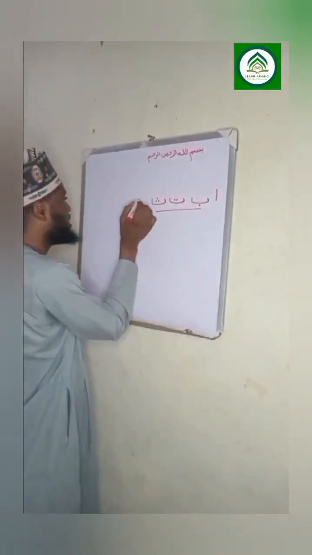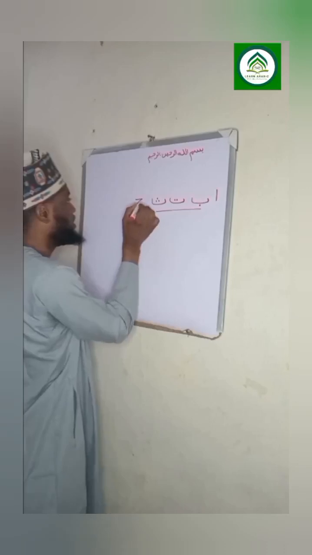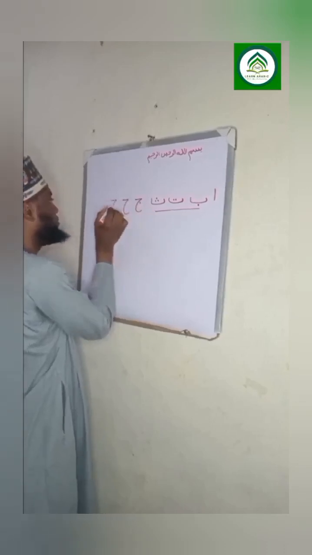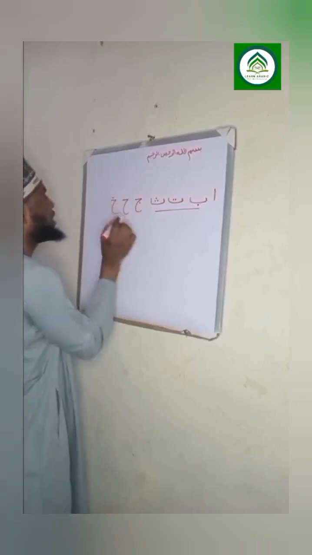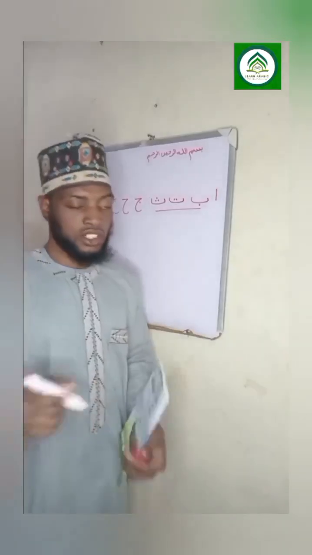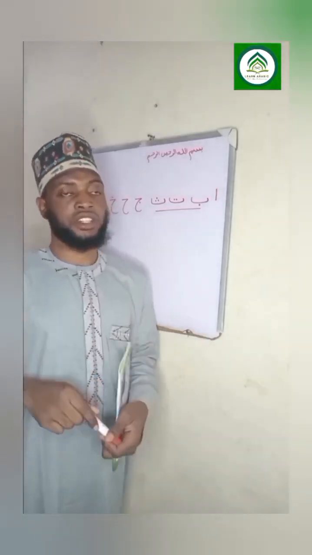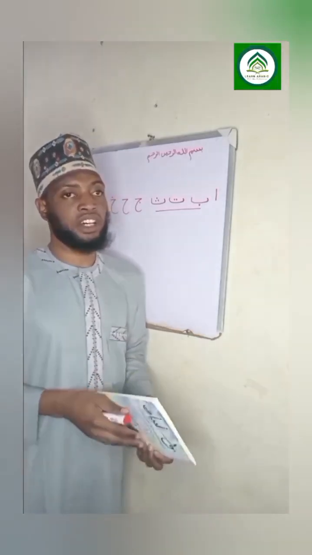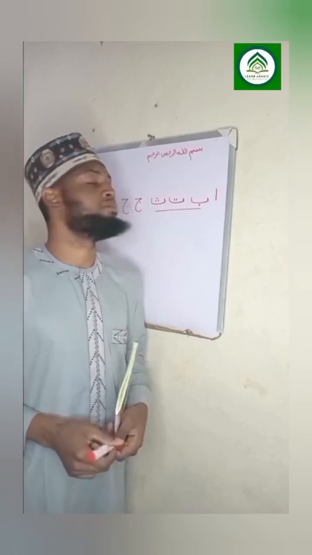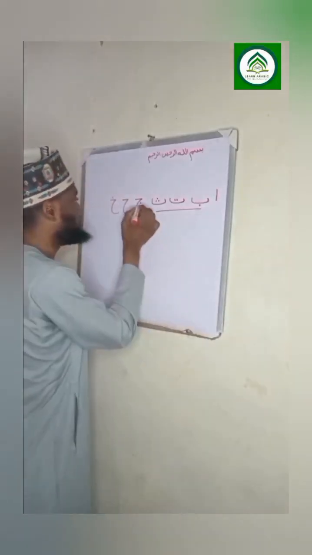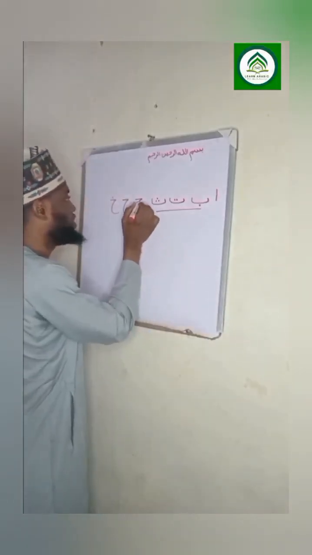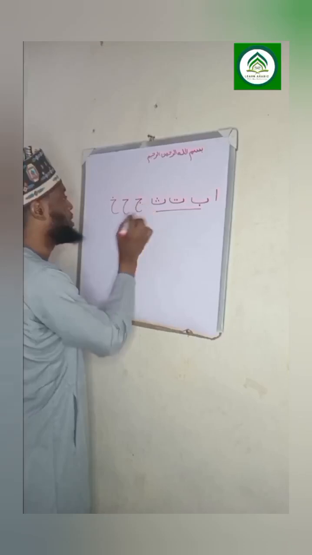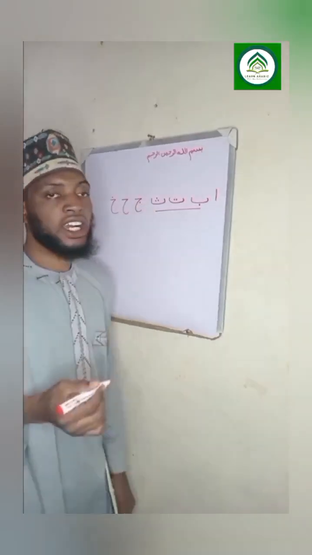The next letter is called Jim. I intentionally wrote these letters together because they all have the same shape but are different in their pronunciation and their names. This one is called Jim. It has one dot below it. This one is called Ha.